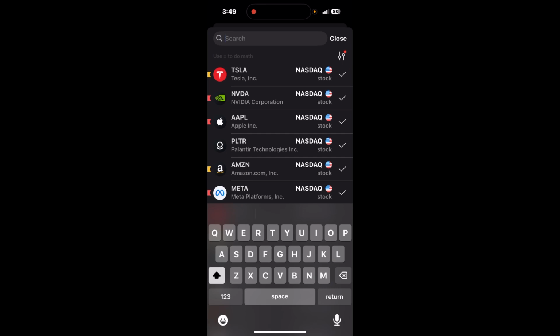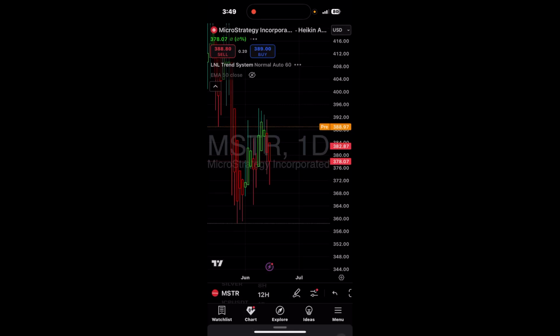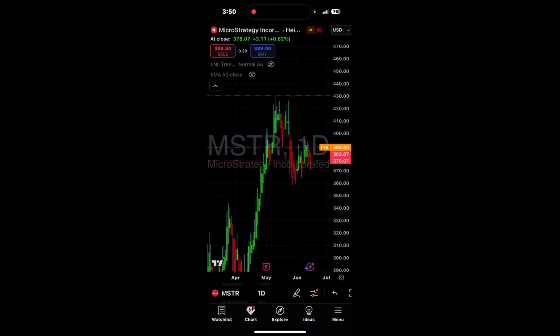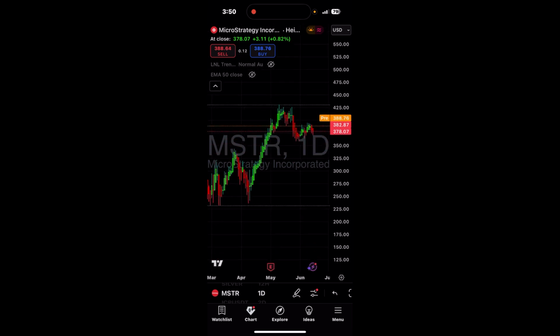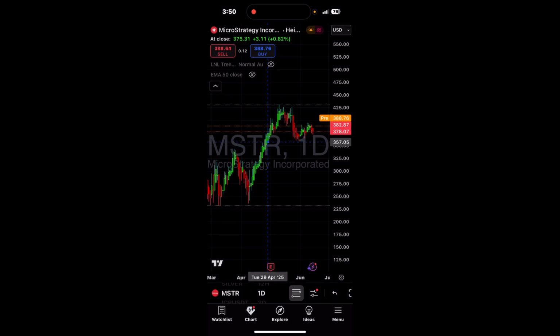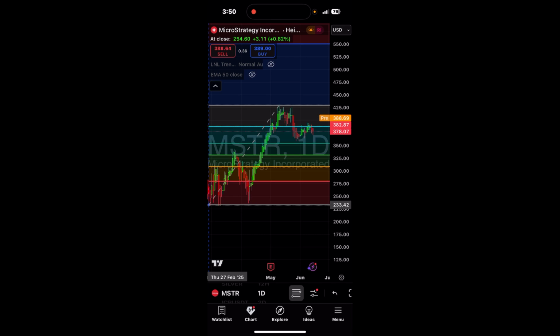Let's look at MicroStrategy. We're going to look at it on the day. Okay, so what you want to do, you want to zoom out. And you want to go to your Fibonacci, and you want to go to your highest point to your lowest point. It's right about here. And then you want to make sure you lock it.